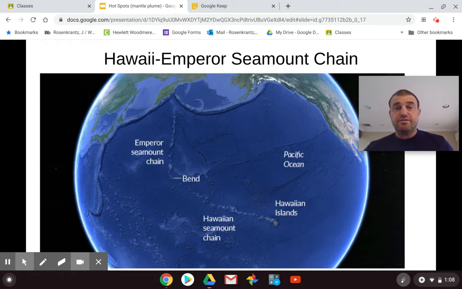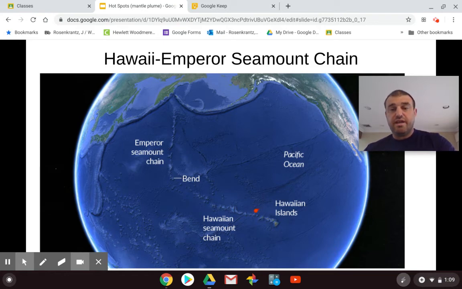So this actually allows us to figure out two different things. The direction the plate has moved. So we could see that it's been moving like this for quite some time. But sometime in the past, it moved more north. So the plate has changed directions. It also allows us to figure out the speed of the movement.